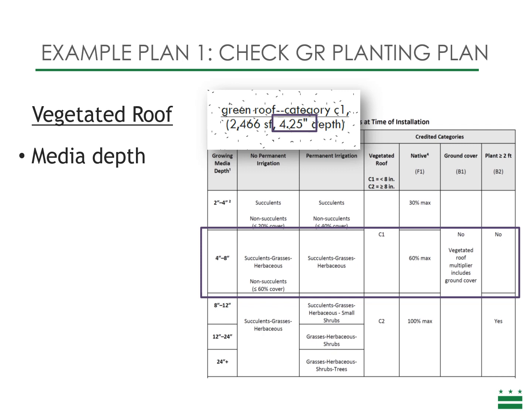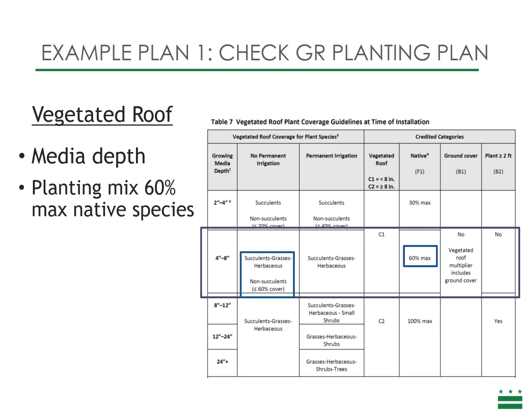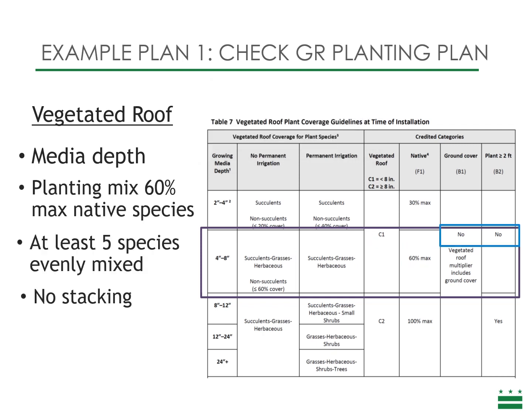And so what can be planted in this is succulents, grasses, and herbaceous plants. Non-succulents can cover a max of 60% cover. And then native plants have a maximum of 60%. And then there's no stacking allowed with B1 or B2. And at least 5 species should be evenly mixed in that planting plan.